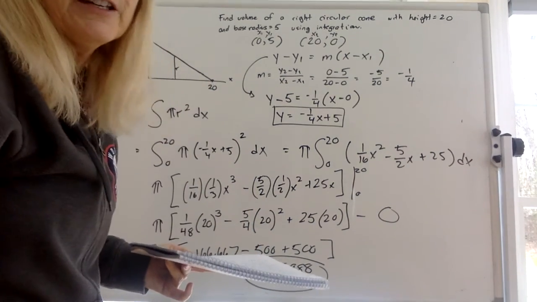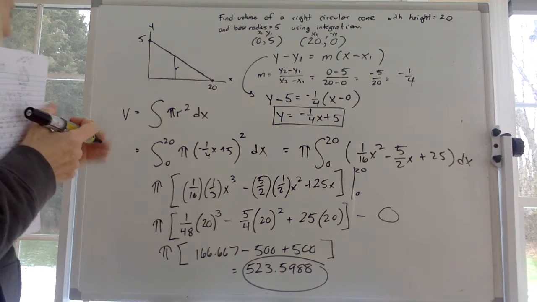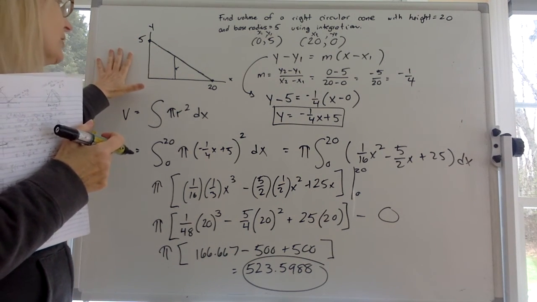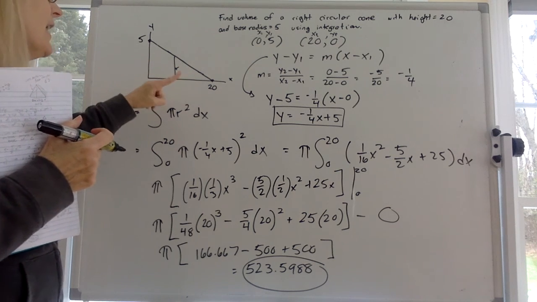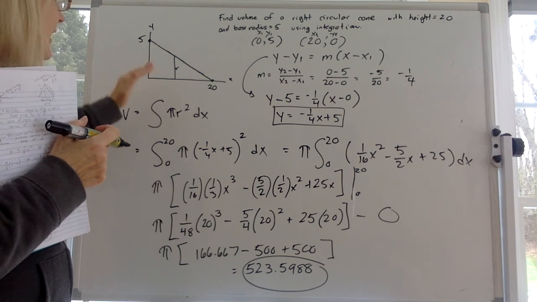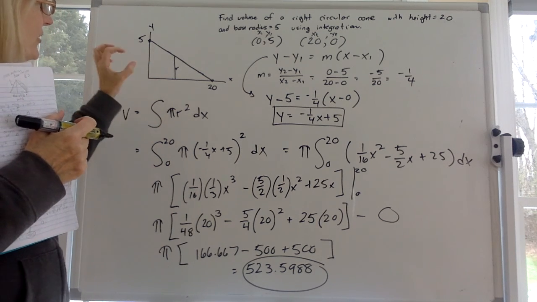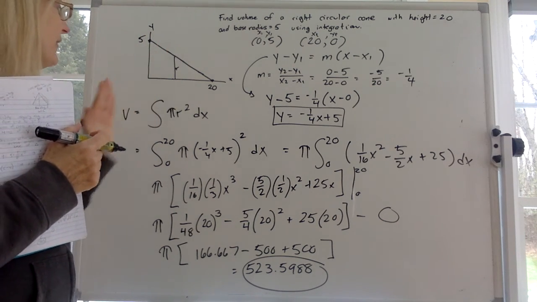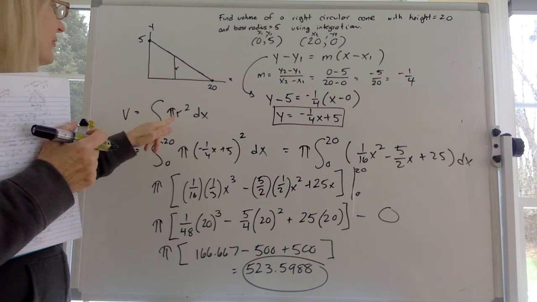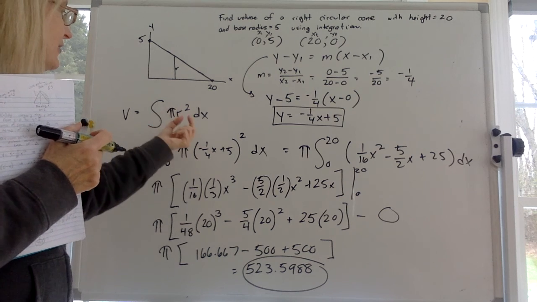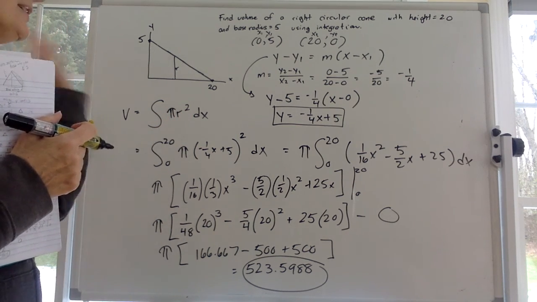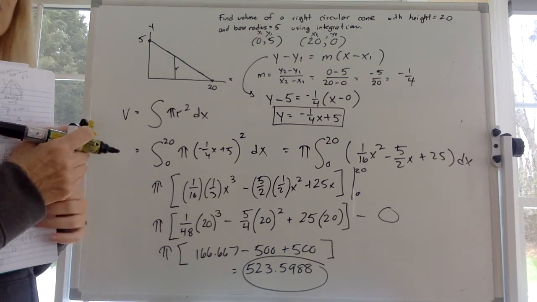Okay, so the key here is recognizing that this thing, when it spins around the x-axis, is going to be a cone. So we had to find the equation of the line in order to integrate it. And we had to realize that we have these disks that were adding up to find the volume of the whole thing. And so how do you find the volumes? The volumes are the area times the thickness of the disk, so that's pi r squared times dx. Plug everything in, FOIL everything, and there you go.